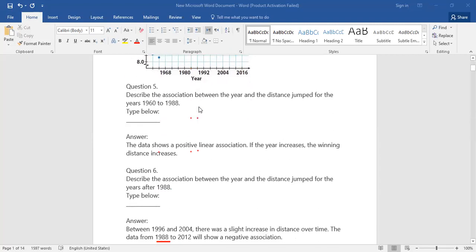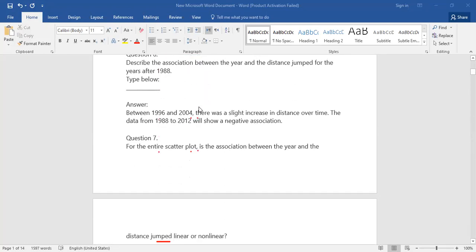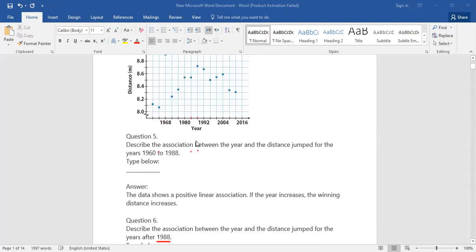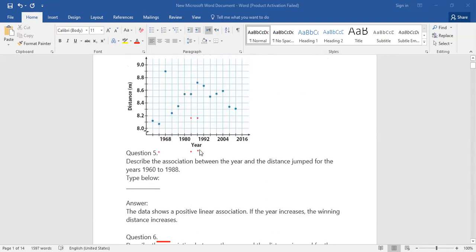Let's move to the next question. For the entire scatter plot, is the association between the year and the distance jumped linear or non-linear? So here he is asking, does this one represent linear or non-linear?